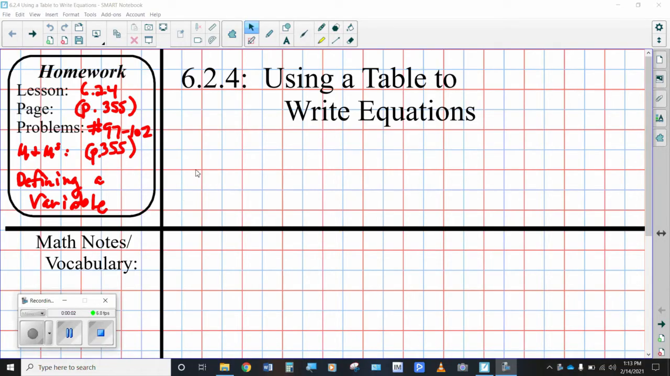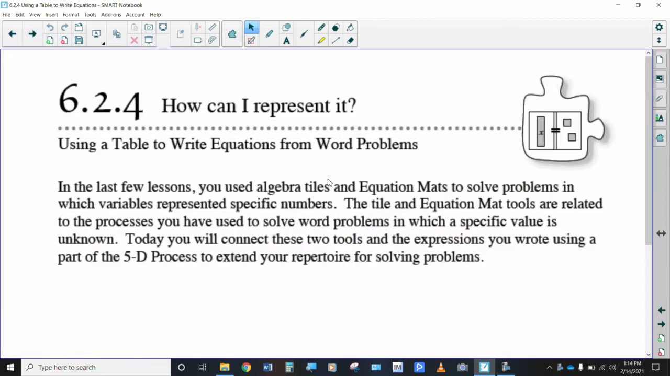All right, here we go with lesson 6.2.4, using a table to write equations. Okay, so the last few lessons you used algebra tiles and equation maps to solve problems in which variables represented specific numbers. The tile and equation map tools are related to the processes you have used to solve word problems in which a specific value is unknown. Today, you are going to connect these two tools and the expressions you wrote using part of the 5D process to extend your repertoire for solving problems.